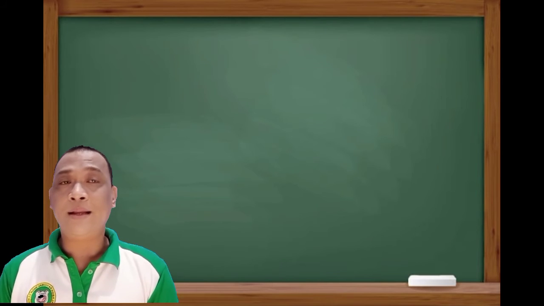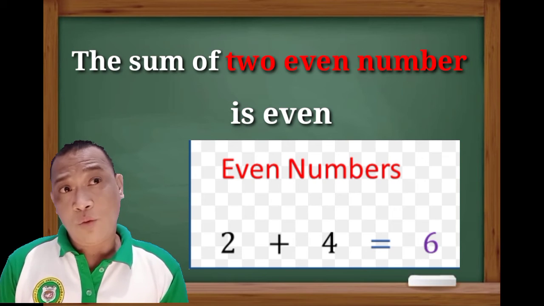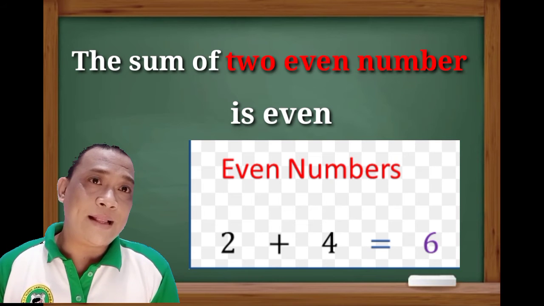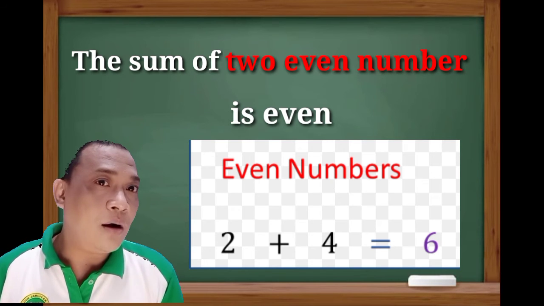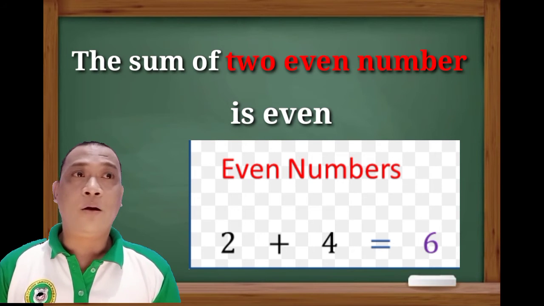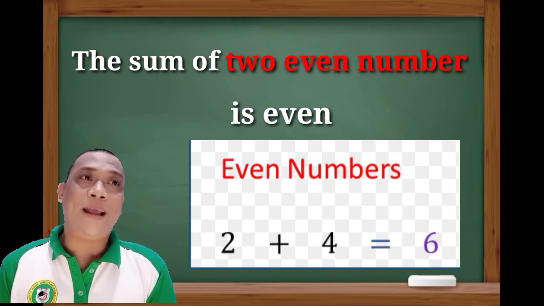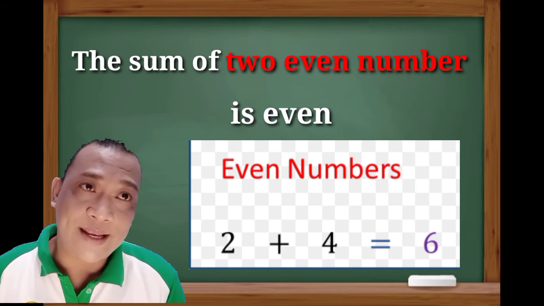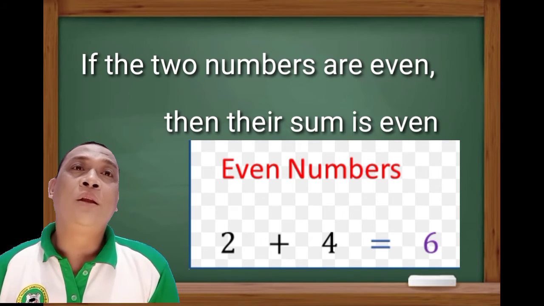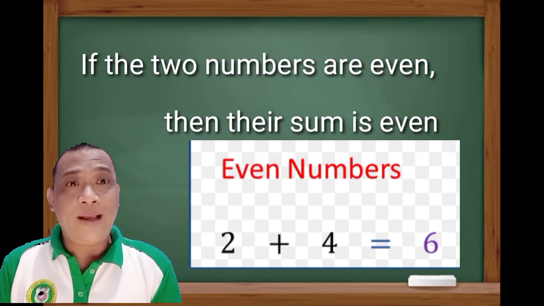And lastly, the sum of two even numbers is even. So, what does two even numbers stand for? Is that a subject or a predicate? Correct. That is a subject. Therefore, our predicate is sum is even. The if-then statement is, if the two numbers are even, then their sum is even.